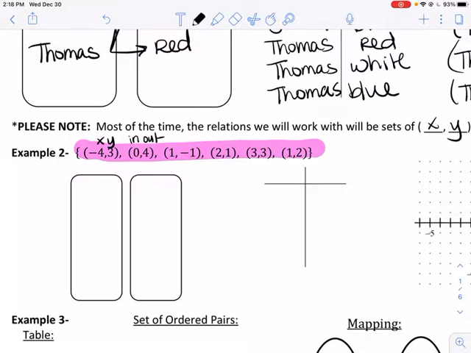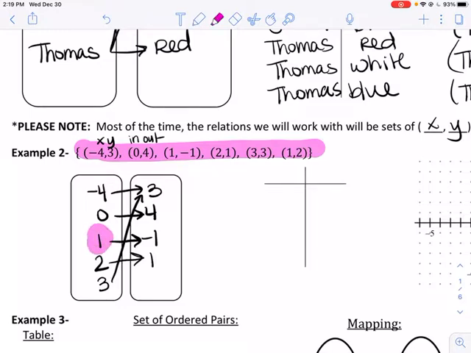I have my input on this one as -4, and then my output is 3. So I'm just going to draw an arrow there. Then I have 0 and 4. Draw an arrow. Then I have 1 and -1. Draw an arrow. Then I have 2 and 1. Draw an arrow. And then I have 3, and 3 was already written, so I'm going to draw an arrow to that one. And then I have one more. 1 goes to 2. I already have an input of 1. Do you see it right there? So if 1 goes to 2, there isn't a 2 on this other side, so I'm going to write it in and draw it over there.